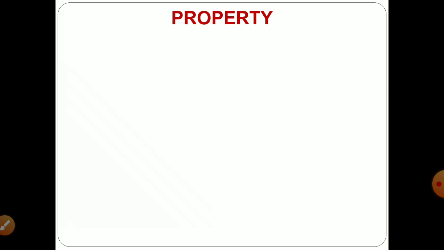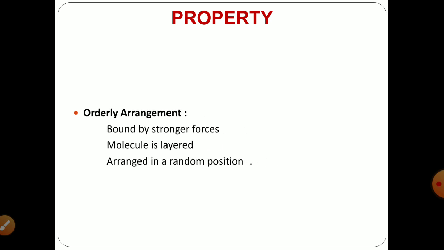In order to deal with each property, let's first of all focus on the orderly arrangement. In the liquid crystal state, the increased molecular motion overcomes the weaker forces. But though the molecular motions overcome the weaker forces, the molecules remain bound by the stronger forces. This bonding by stronger forces produces a molecular arrangement where the molecules are layered, but within each layer they have random positions.